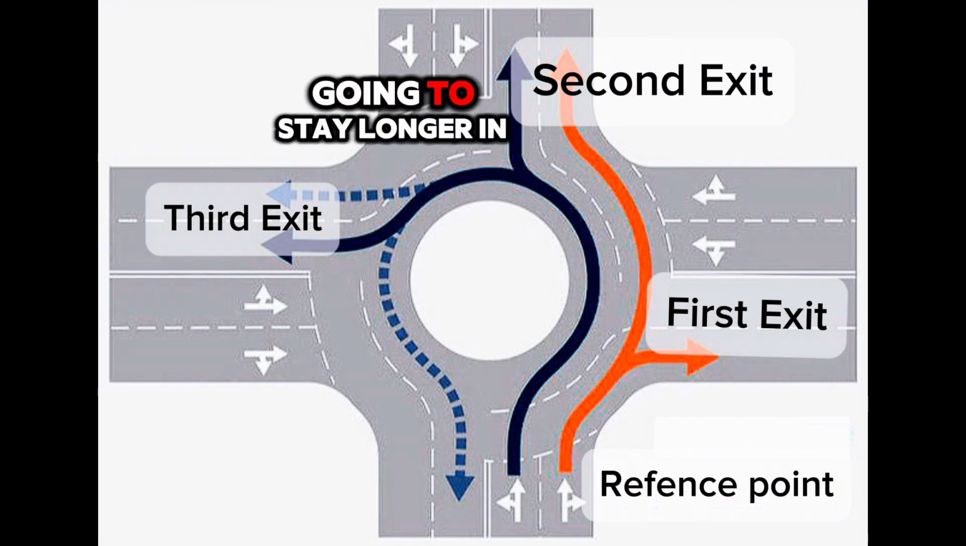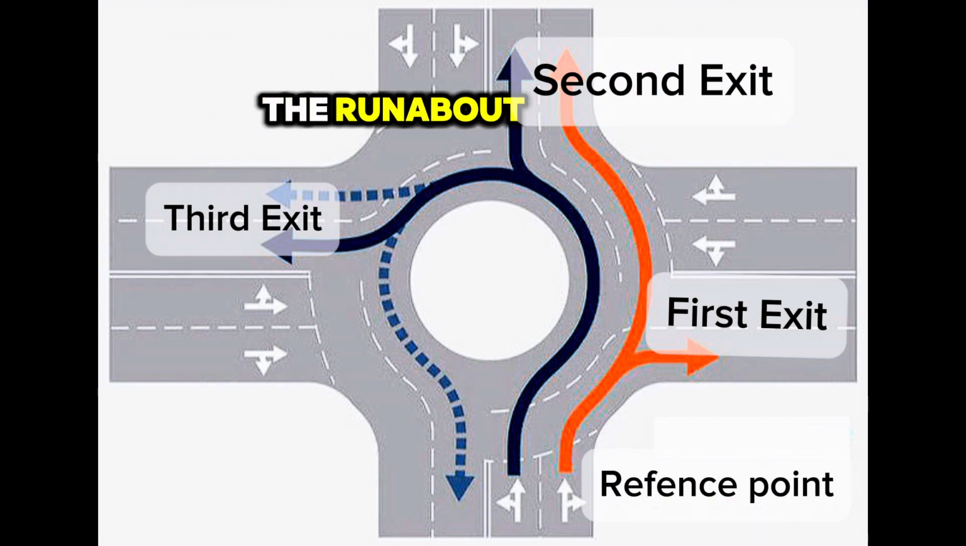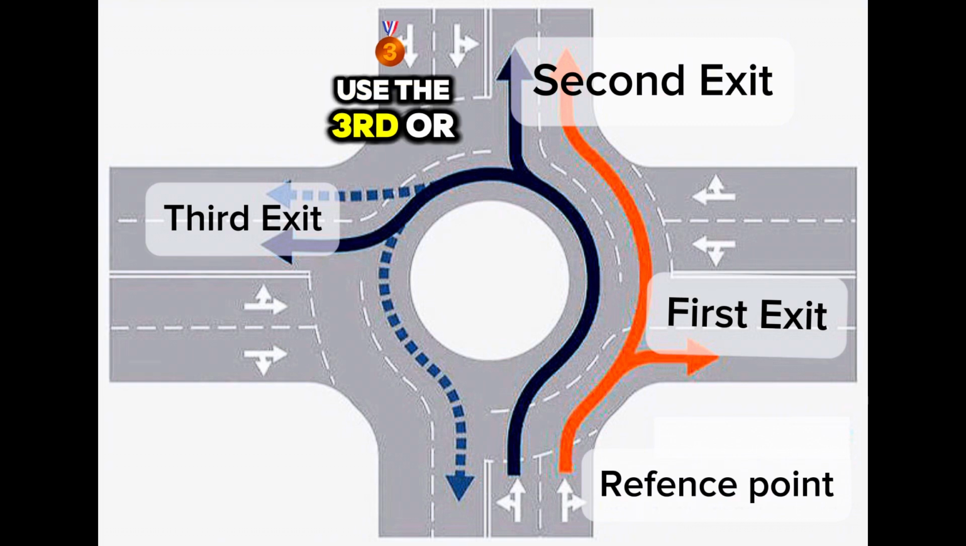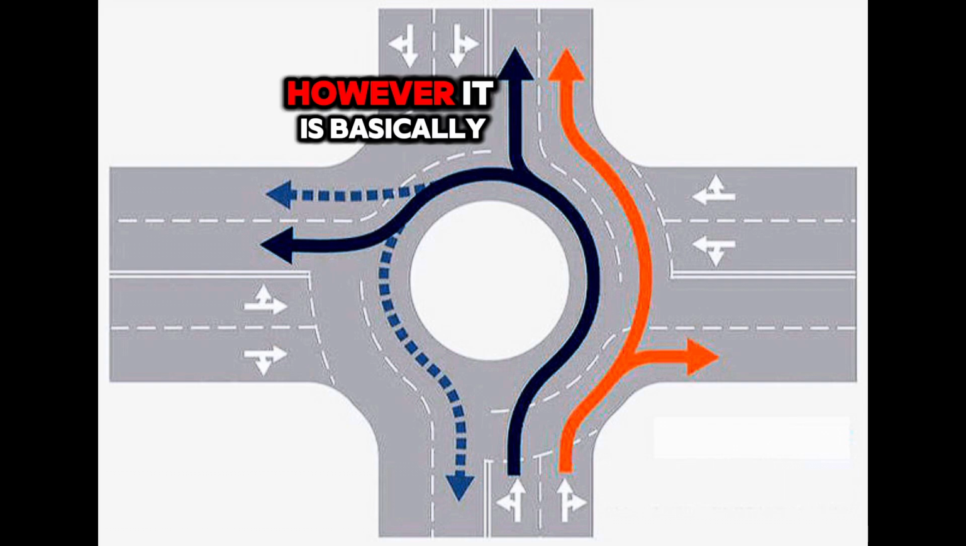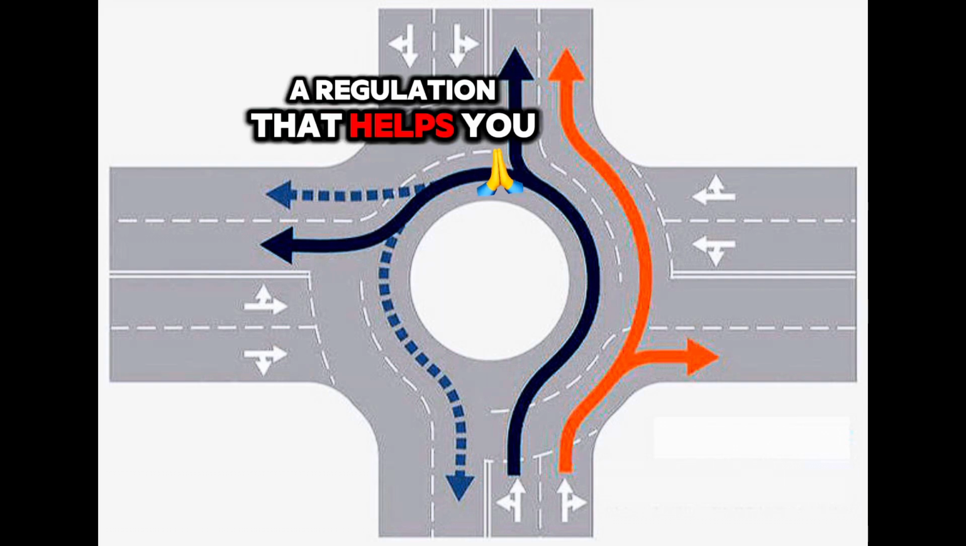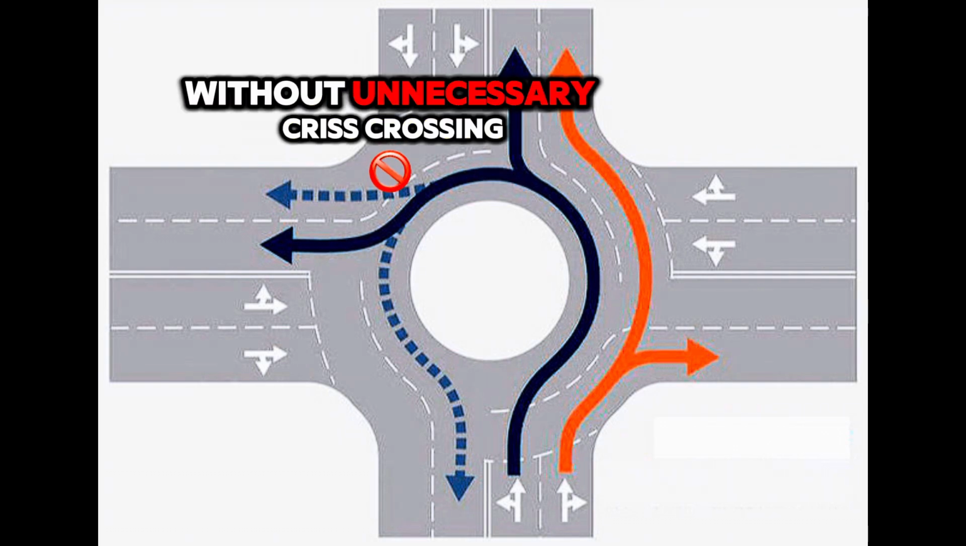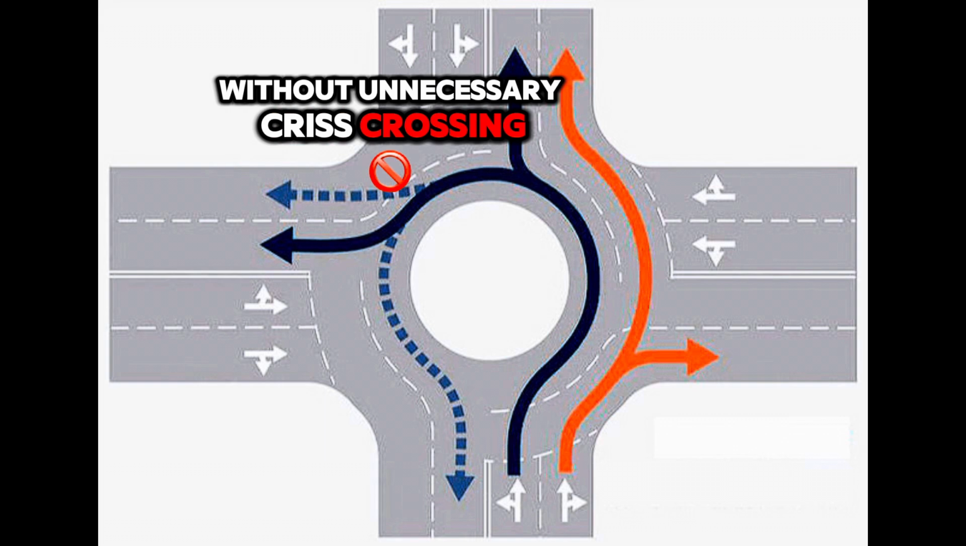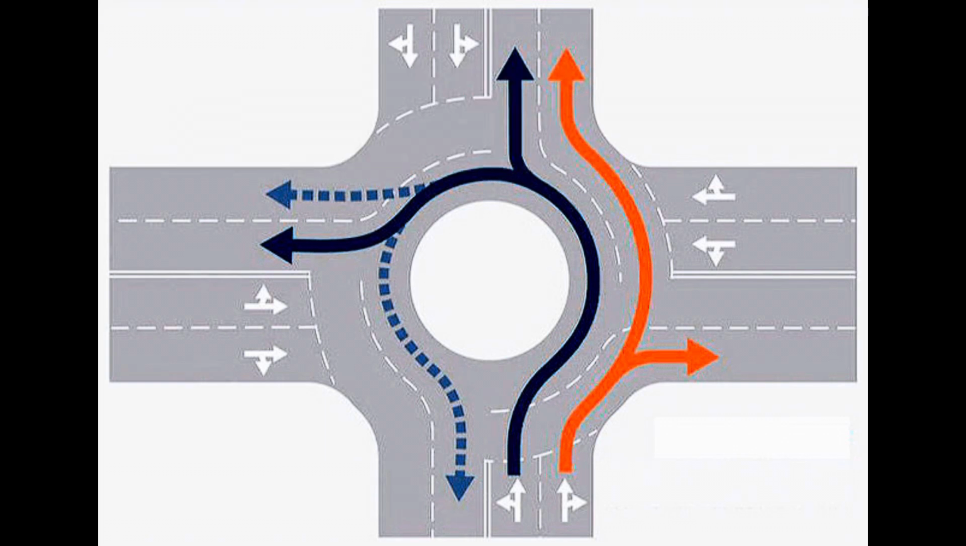However, if you are going to stay longer in the roundabout, maybe you want to use the third or fourth exit, then stay in the inner lanes. This is not like a strict law. However, it is basically a regulation that helps you to move without unnecessary crisscrossing inside the roundabout.